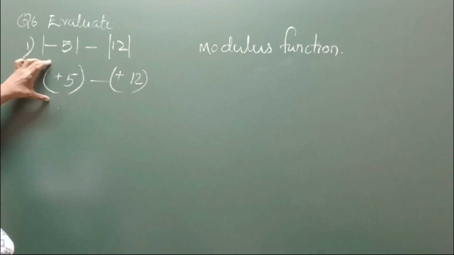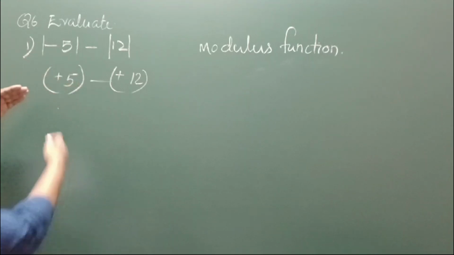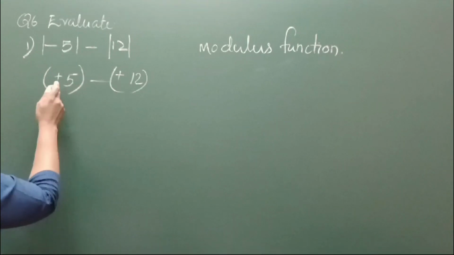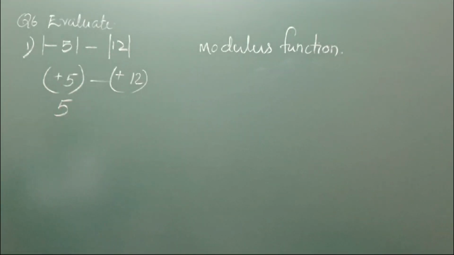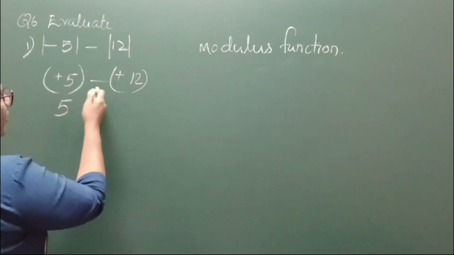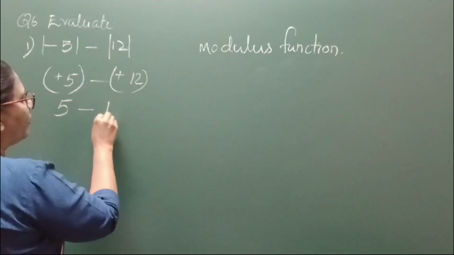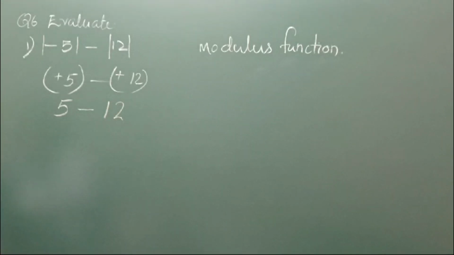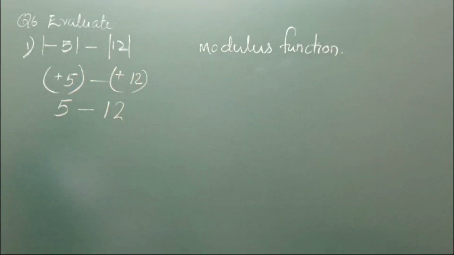Now the next step is that we have to remove these brackets. For that we will just write the integer as it is, without the symbol. That is just 5. Then this minus as it is. Then plus 12, we will write 12 without sign. So the bracket is out.